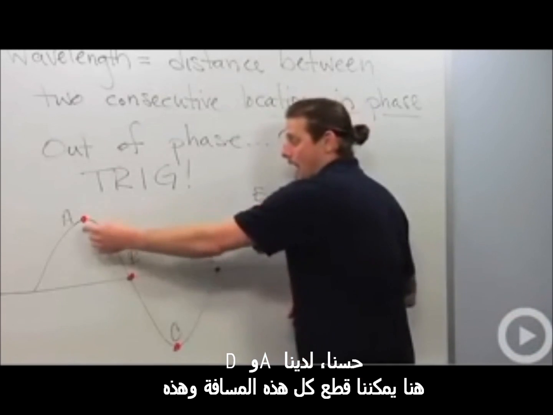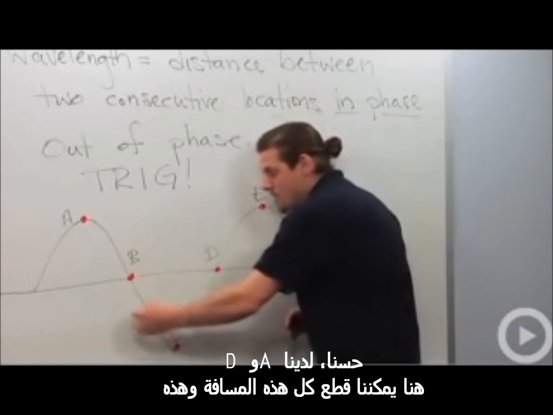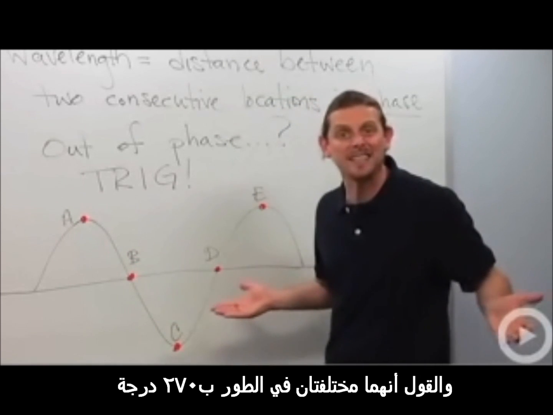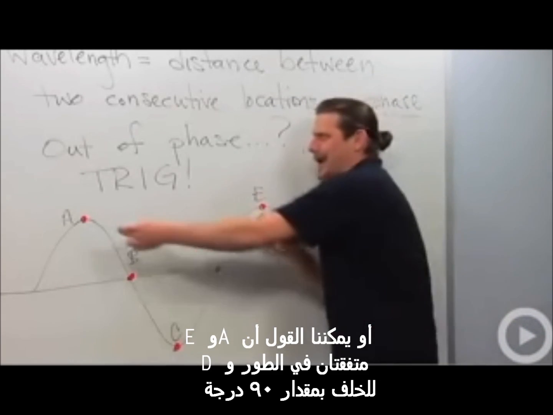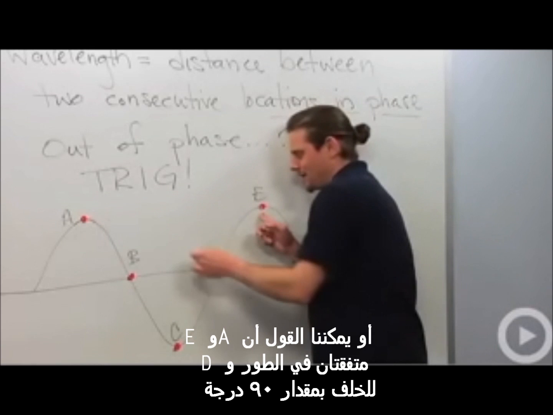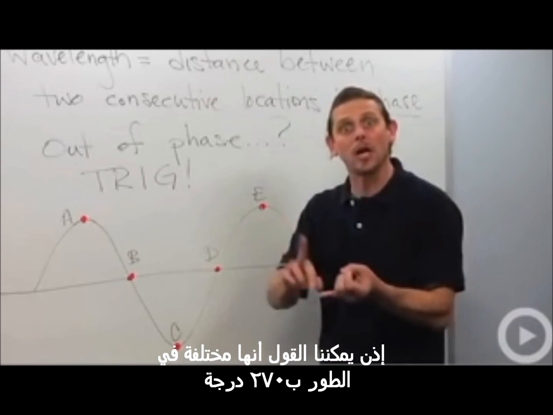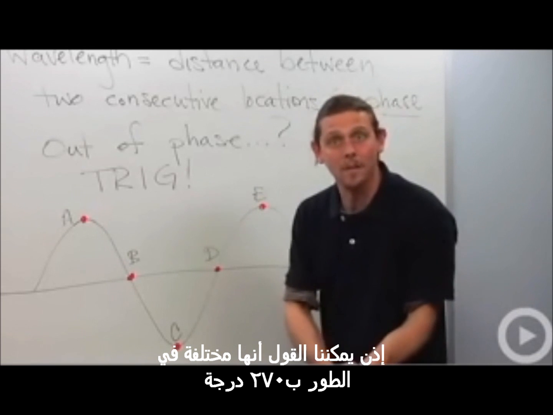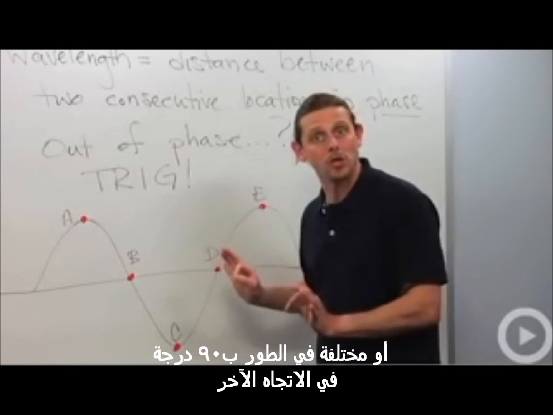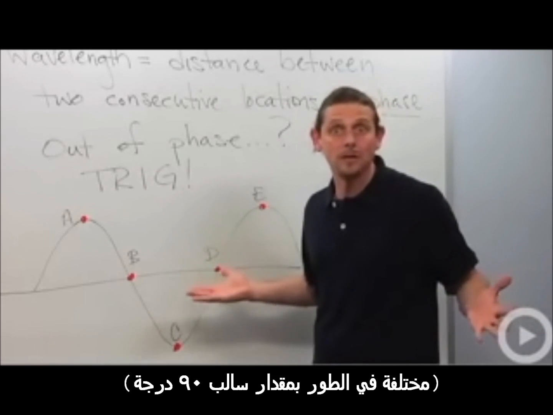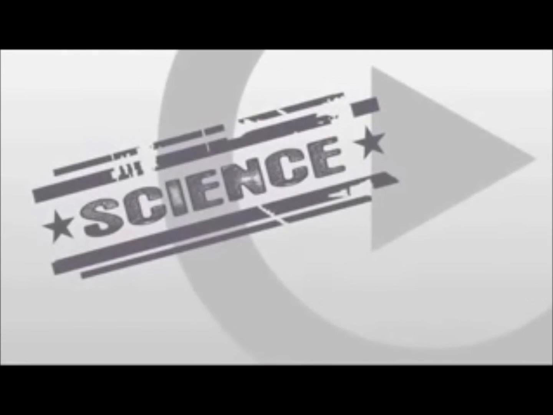All right, A and D. Well, here we got to go all the way here, then this whole thing. So we could say 270 degrees out of phase. But we could also say A and E are in phase, and D is just 90 degrees backwards. So we could either say 270 degrees out of phase, or we could say 90 degrees out of phase in the other direction, or negative 90 degrees out of phase. All right, that's phase.